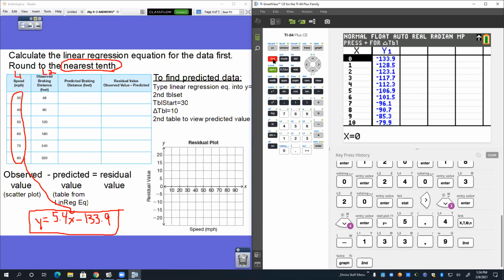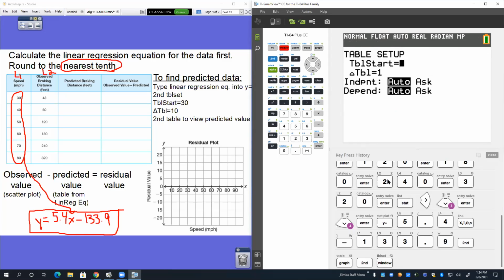So hit second. Notice above the window button, at the top, it says TBL, that's table, set. So we want to do second and then that window button. So this is for the table setup. It asks, what do we want our table number to start at? Now, normally the default on here is to have your table start at 0, because normally it shows 0, 1, 2, 3, 4, 5, 6, 7, 8, 9, 10. So it's starting at 0. This triangle or delta, and then the table says that it's counting by ones. That's why your default table counts by ones and starts at 0.